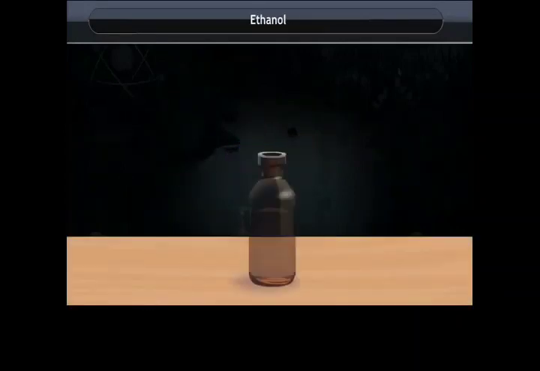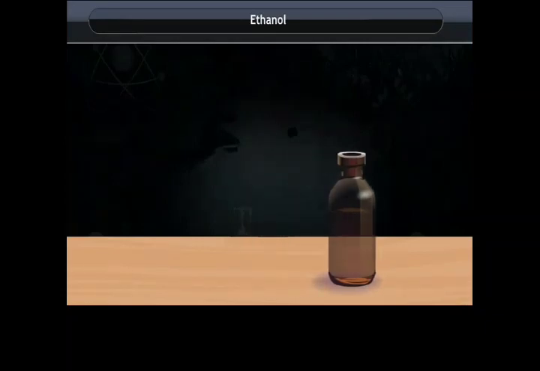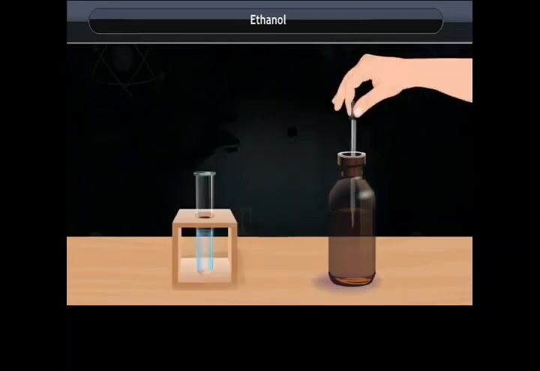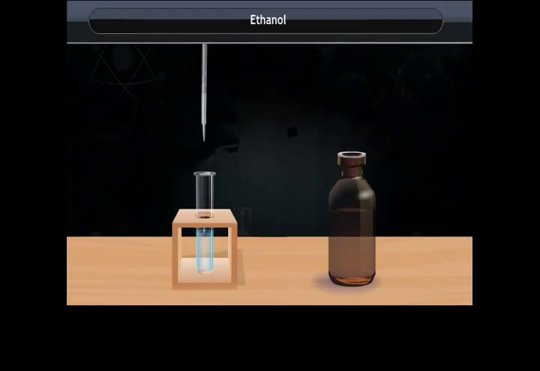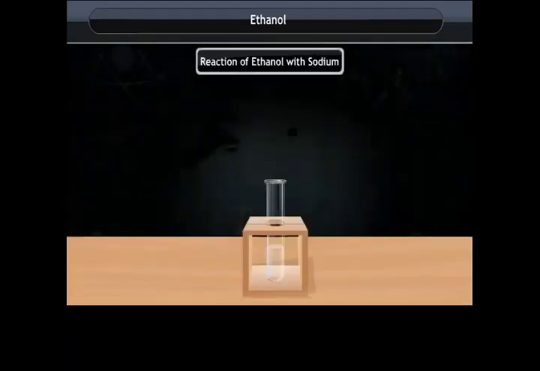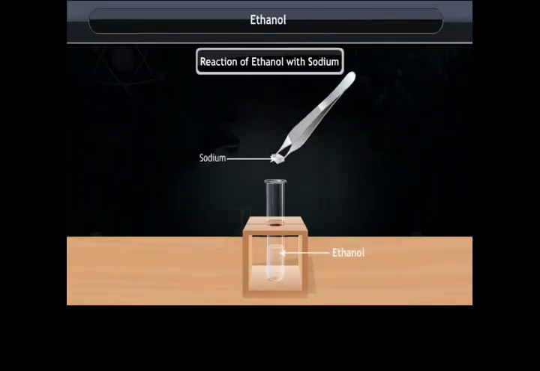Physical properties of ethanol. Ethanol is a colorless liquid with a pleasant smell and burning taste. It is soluble in water. Reaction of ethanol with sodium. Take a small amount of ethanol and add the sodium metal on it.